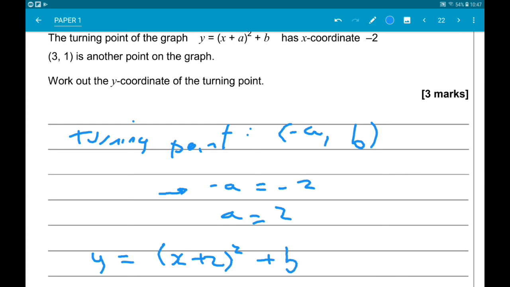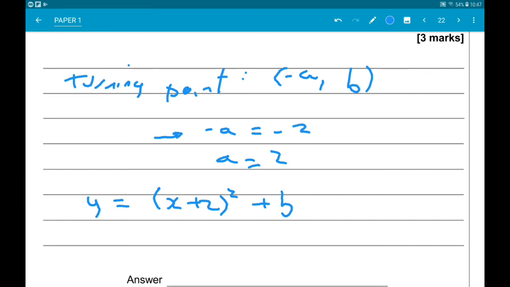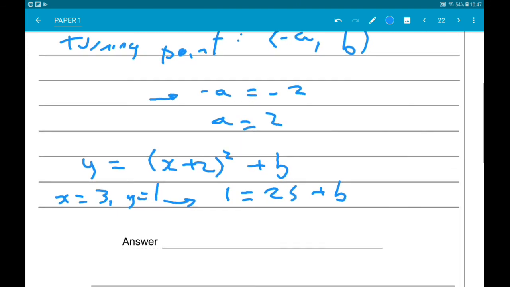Now to find the value of b, we're going to substitute in the coordinates of this other point, 3, 1. So when x is 3, y is 1. So that's going to give us 1 is 3 add 2 squared, so 25. Add b. So take away the 25, b is minus 24.